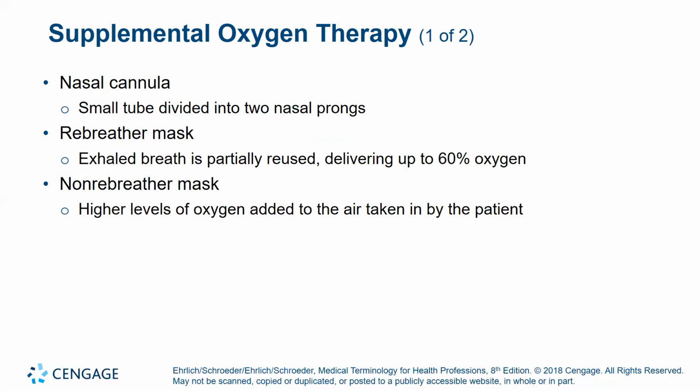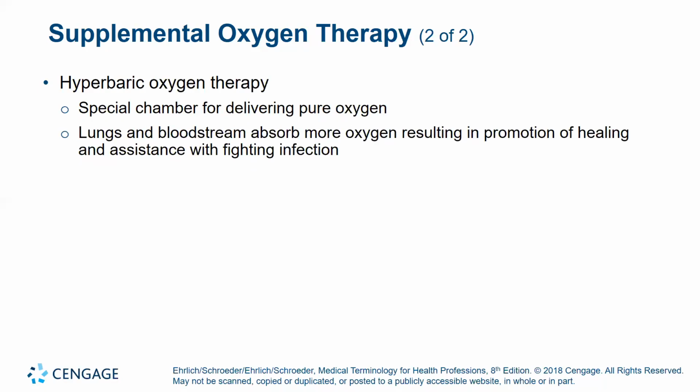You have the rebreather mask. Your exhaled breath is partially reused, delivering up to 60% oxygen. Then they have the non-rebreather mask. This is where high levels of oxygen are added to the air taken in by the patient. So these are some supplemental oxygen therapies that are used. And then the last one they have is hyperbaric oxygen therapy. So, a special chamber for delivering pure oxygen.